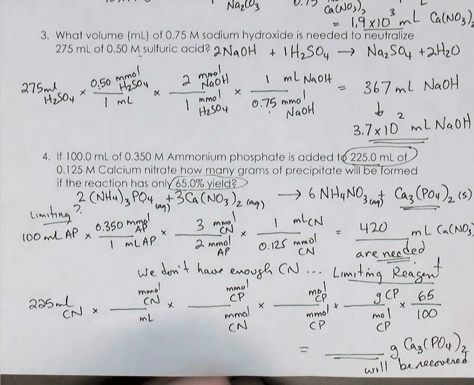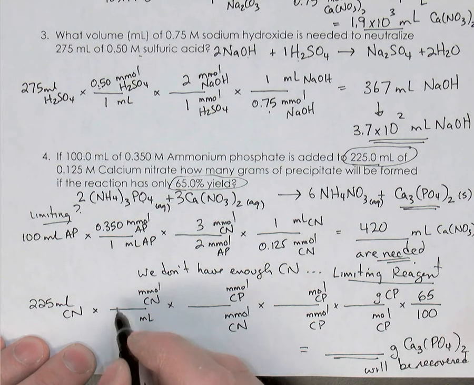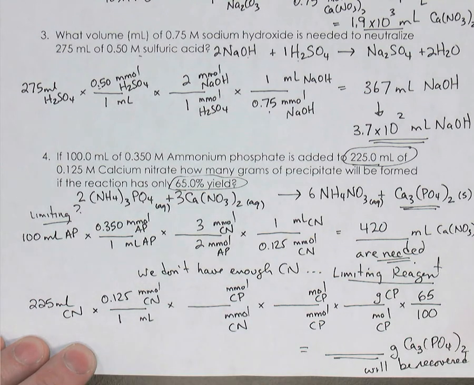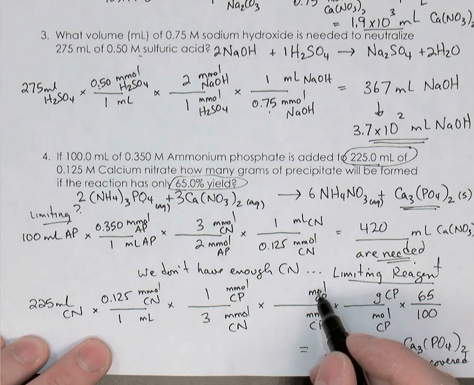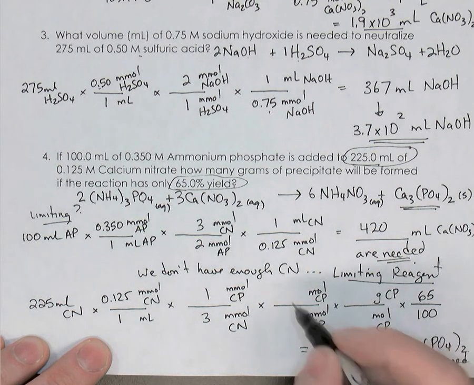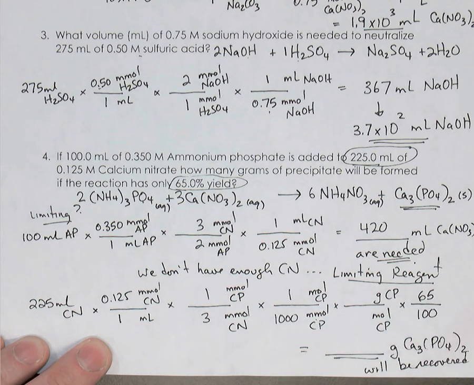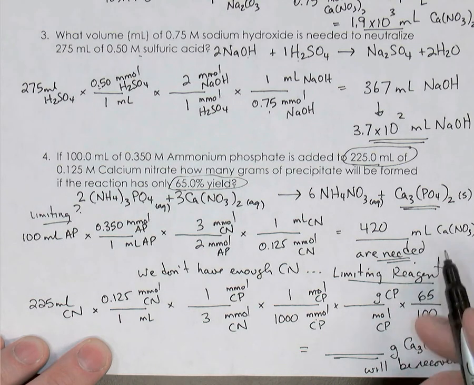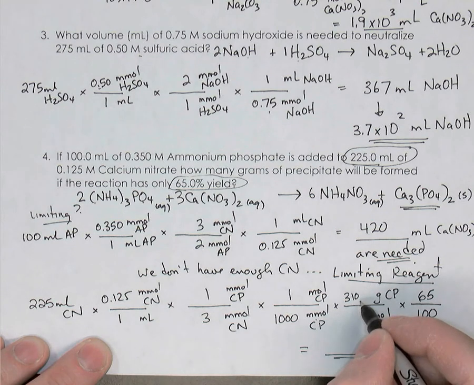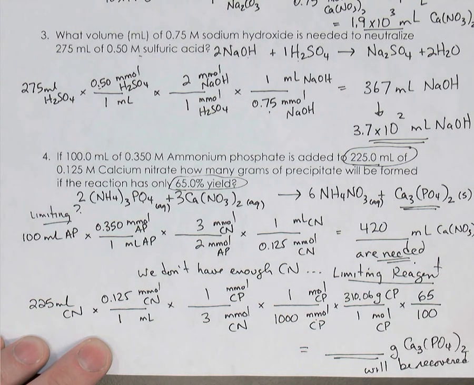So now we can use the concentration of the calcium nitrate, which was 0.125 millimoles per milliliter, 0.125 molarity. From the balanced equation, we can see that there's 1 mole of calcium phosphate for every 3 moles of the calcium nitrate. And then to switch millimoles to moles is just like switching milliliters to liters. In 1 mole, there's going to be 1,000 millimoles. And then using the molar mass of calcium phosphate from the periodic table, there's 310.06 grams for every mole. Alright, so if you go ahead and multiply through all there, you're going to find out that there's 1.89 grams of calcium phosphate that can be recovered.